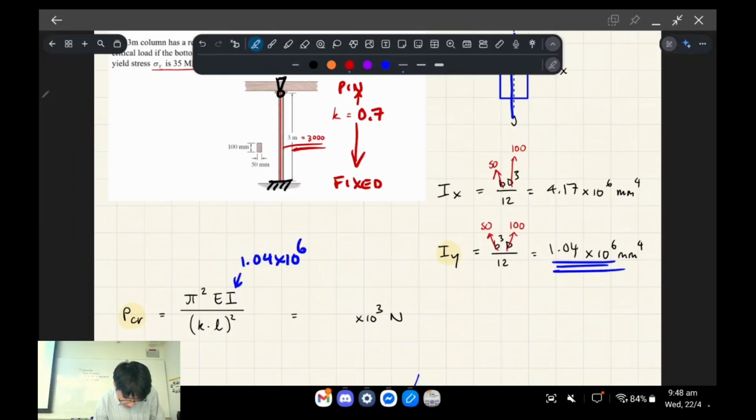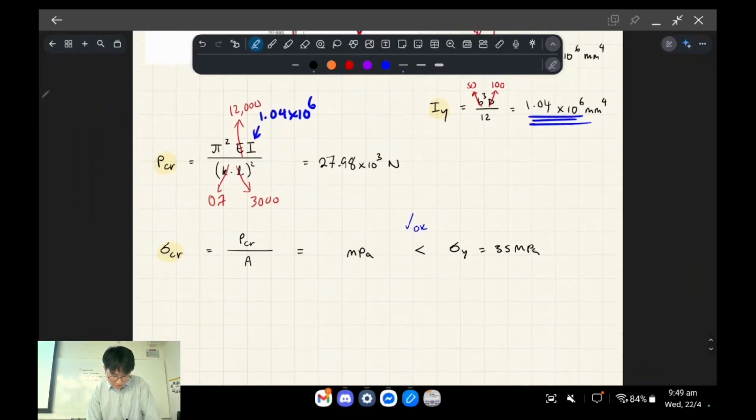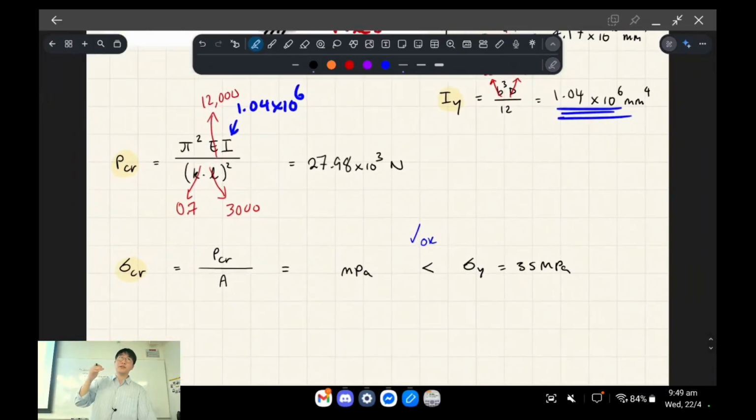Your elastic modulus will be consistent throughout. So it was 12 GPa, which is 12,000 MPa. Yep. And then the K factor is this one. So it depends on the restraints at the ends, and then your length is 3,000, okay? So once you do all that, you find that the critical buckling force is 27.98 times 10 to the 3 newtons, okay?